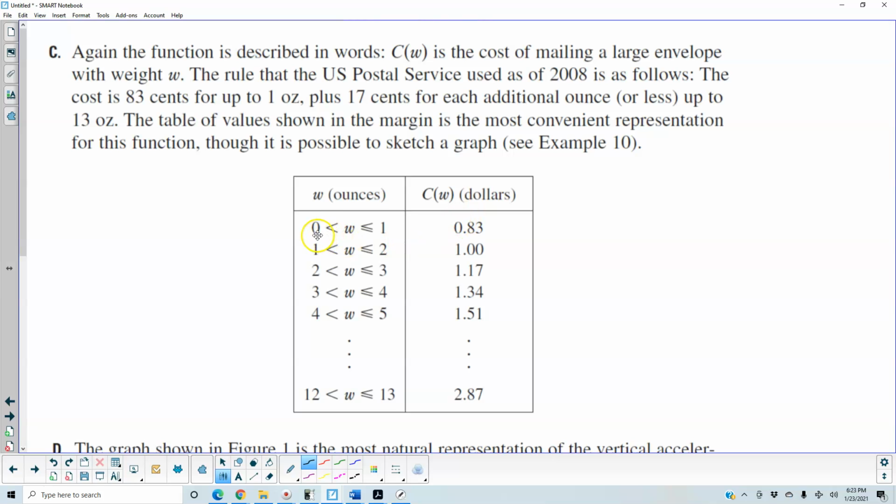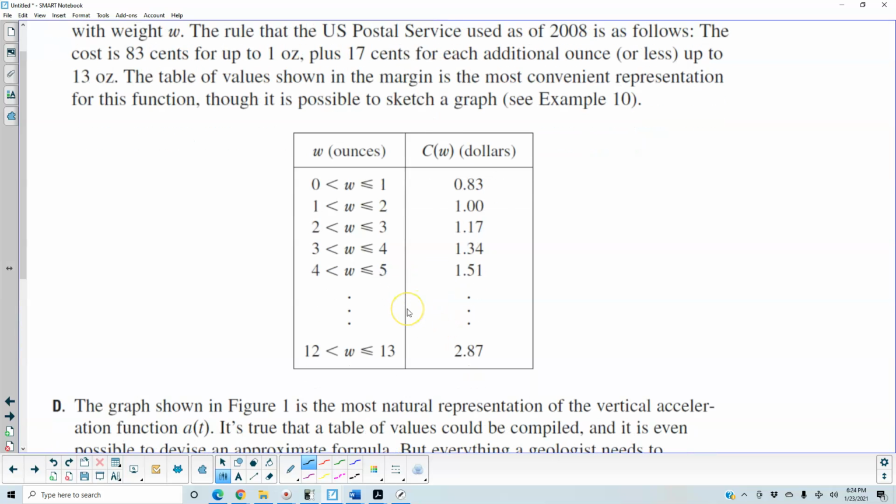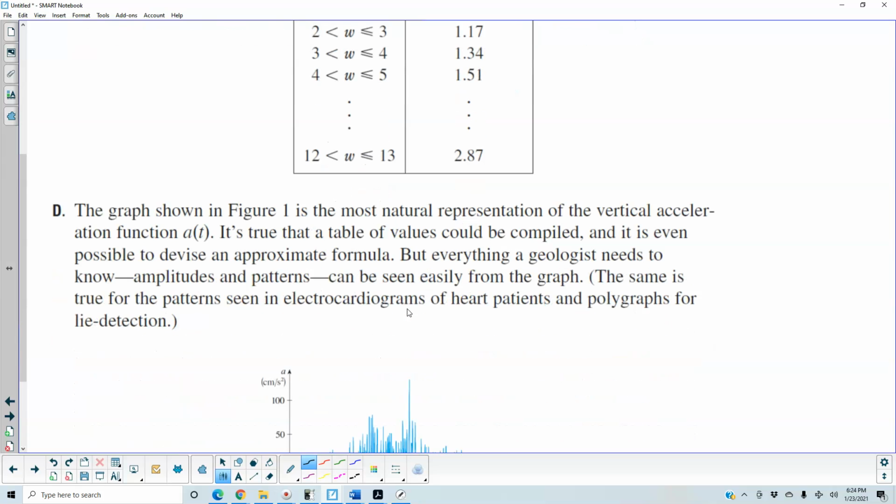Now this means that if our ounces are between 0 and 1, and you can include 1, it's going to be 83 cents. If it's between 1 and 2, including 2, then it's going to be $1, and so on. Now when we graph this, it's going to be a certain graph that we will see in example 10.